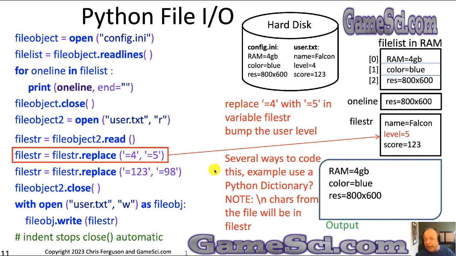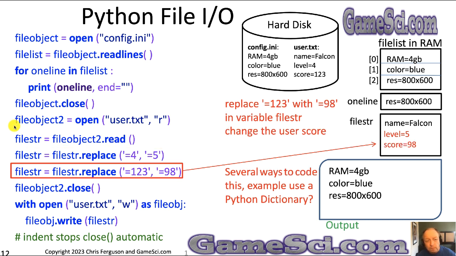Note the \n characters from the file will be in file_string. If your data file contains \n's at the end of each line, then there will be \n's at the end of each string. Be careful with those. You don't want to disrupt them. file_string = file_string.replace("=123", "=98"). Apparently their score's going down. Let's replace the 123 with a 98 in the variable file_string. Let's change the user score. So we've left one line alone and we've changed two values in the file string.